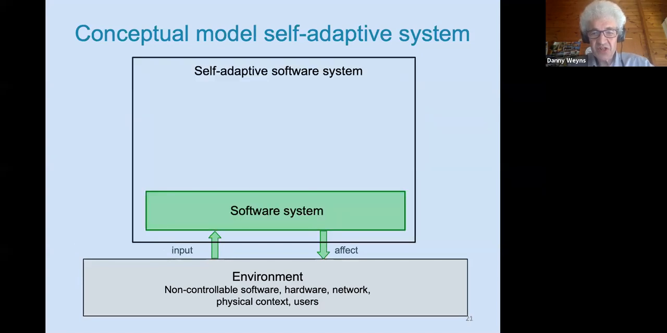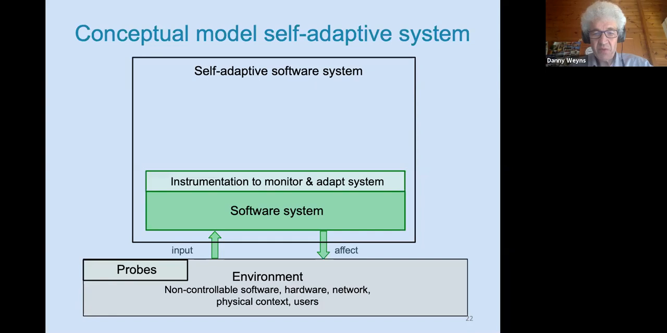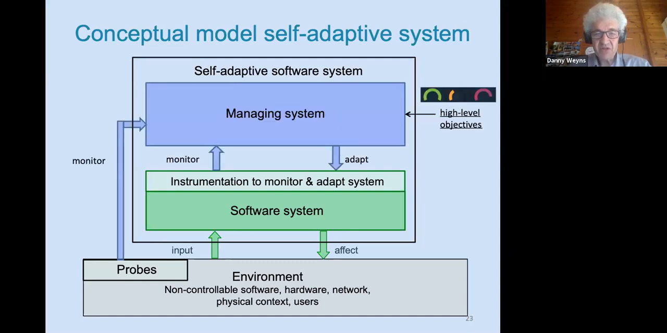Let us now look into the system internally, and you see here the black box now open. The first part is a software system. Now what we do is we instrument that software system, allowing us to observe the behavior and the structure of that software system and enabling us to change its structure or change parameters of the software system. We also instrument the environment with probes, and that allows the second part of the system, the so-called managing system, both to monitor the system and to monitor the context in which the system operates, and then to adapt that underlying software system.